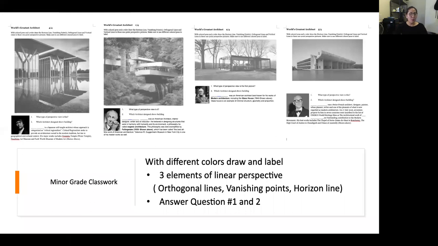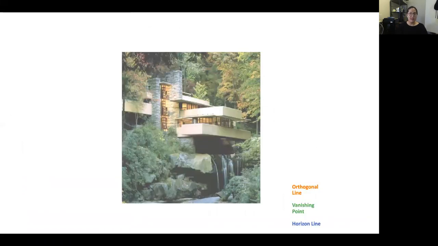Now, I'm only going to give you 3 different options, and I'm going to do Frank Lloyd Wright's Fallingwater House as an example with you. Make sure you use different color pens or color pencils to distinguish orthogonal lines, vanishing points, and horizon line. And of course, answer questions number 1 and 2. So let's go ahead and get to it.